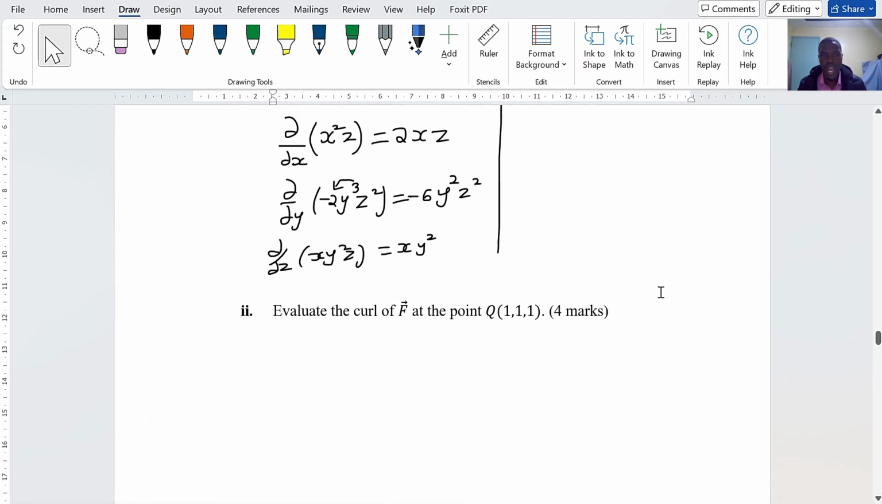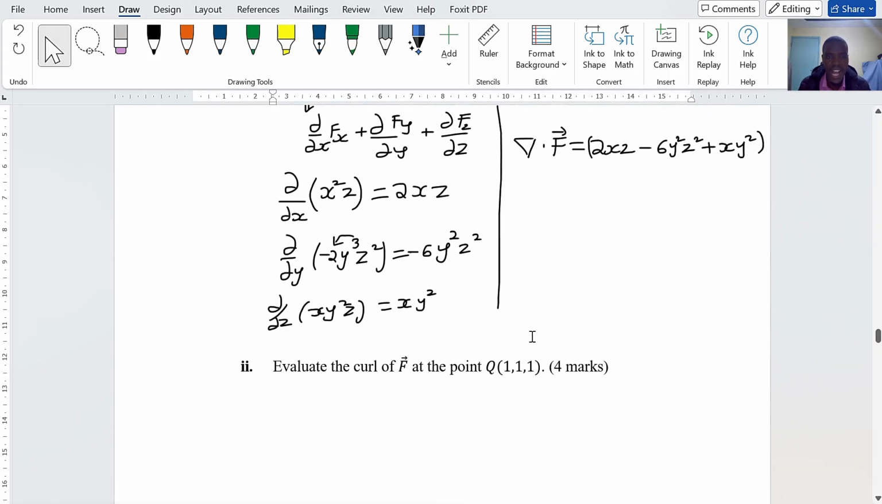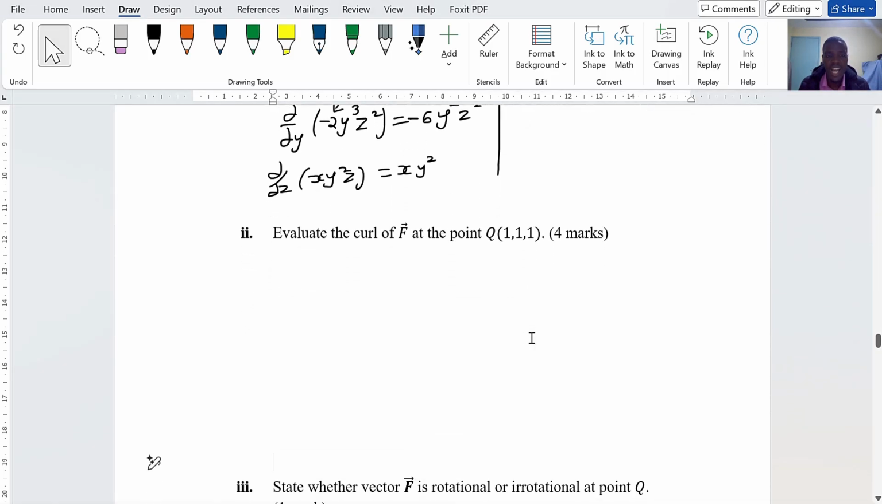Question 2, we are asked to find the curl. So the curl acts on a vector and you get a vector. So it's a cross product. So the curl is defined like this. So the curl of the vector will act on a vector to get another vector.